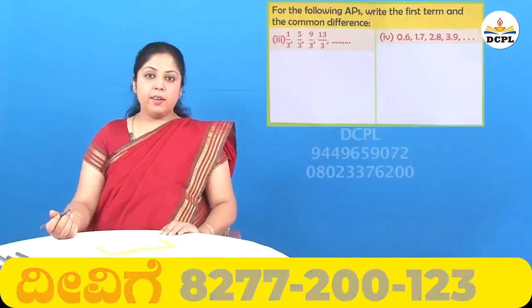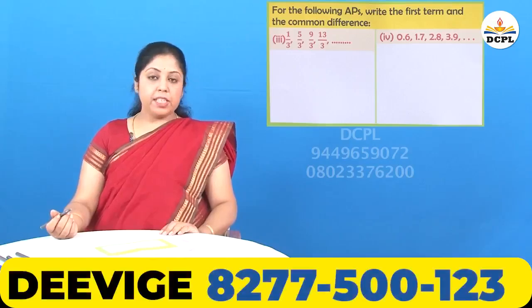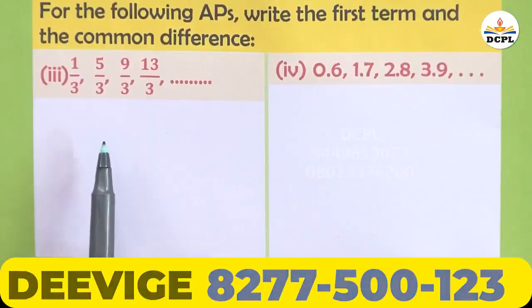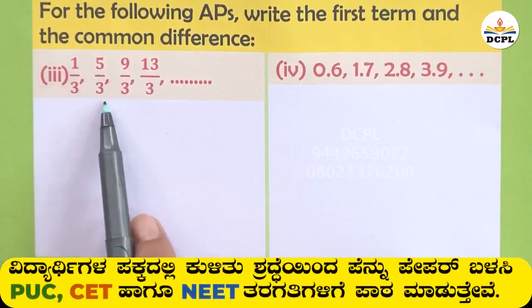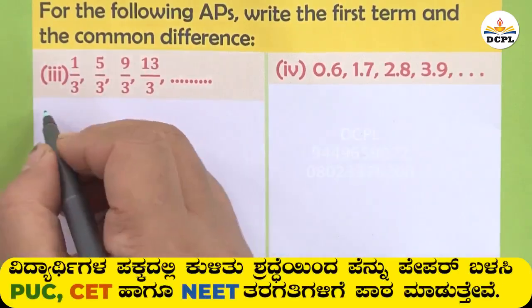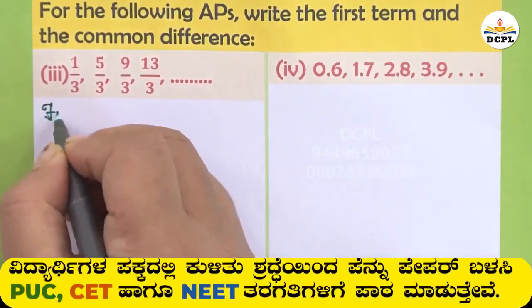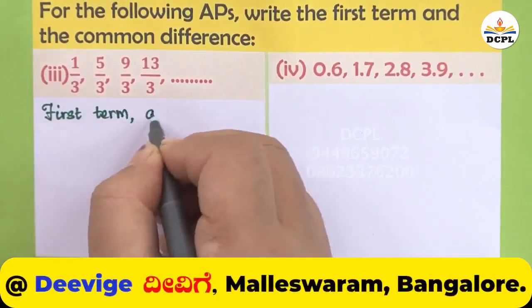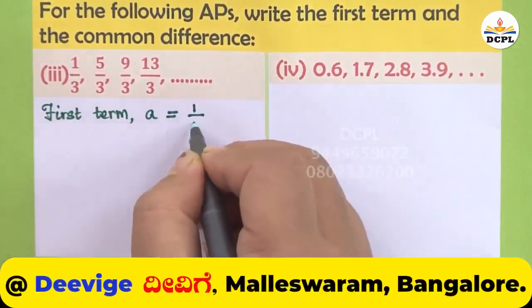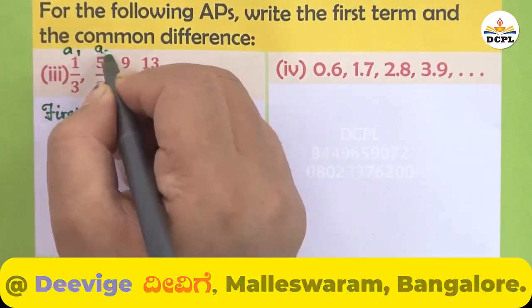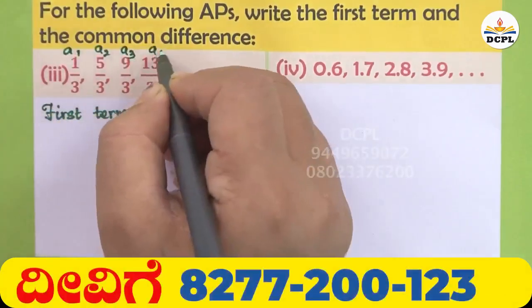So, let us proceed with the problem. Here we are supposed to calculate the first term and the common difference. Now let us move to the third part of this problem, where the sequence is given as 1 by 3, 5 by 3, 9 by 3, 13 by 3. Clearly the first term, as usual represented by A, is 1 by 3. We can call these A1, A2, A3 and A4.